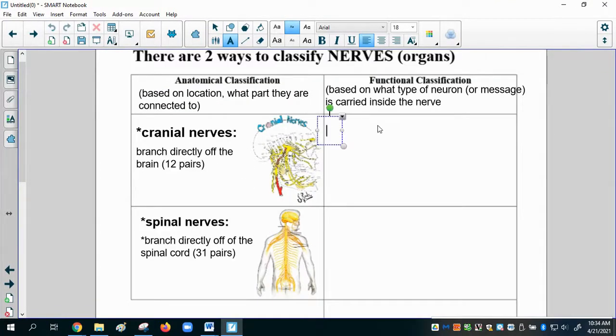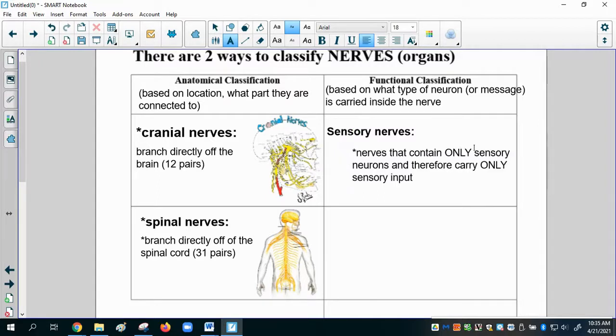So if these nerves, for example, like you can see here, the cranial nerve or the spinal nerve, if we look inside and all we find are sensory neurons, we just call that whole thing a sensory nerve. So basically, the definition for sensory nerves are nerves that contain only sensory neurons and therefore carry only sensory input.